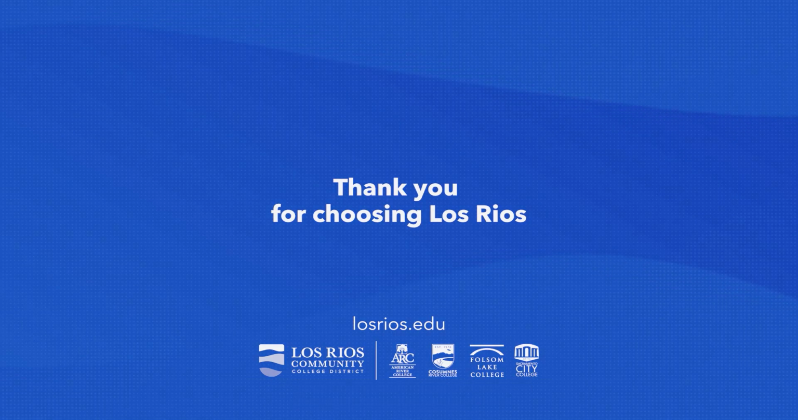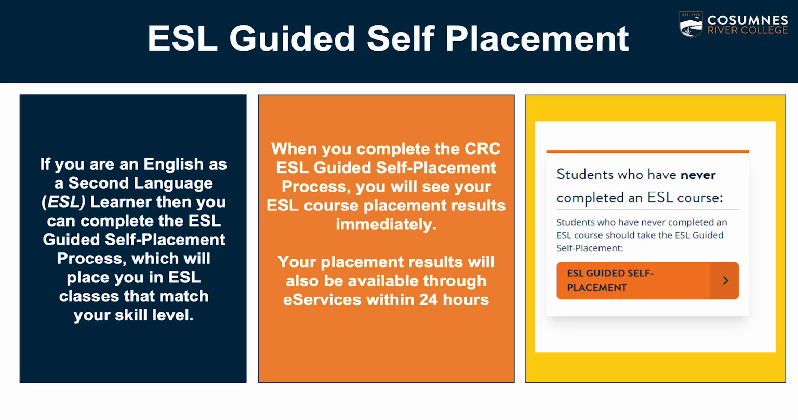If you are an English as a second language or ESL learner, then you can complete the ESL guided self-placement process, which will place you in ESL courses that match your skill level. When you complete the CRC ESL guided self-placement process, you will see your ESL course placement results immediately. Your placement results will also be available through eServices within 24 hours. This guided self-placement is located on our placement page on our website.